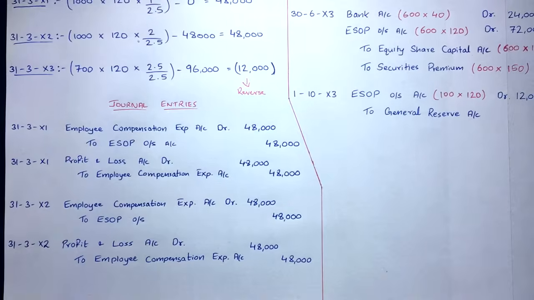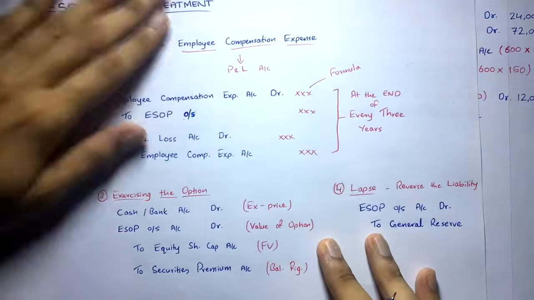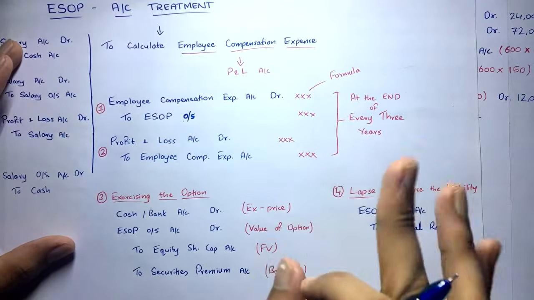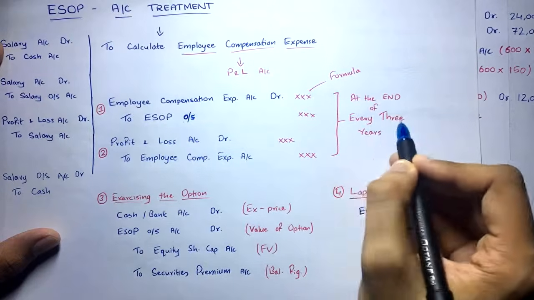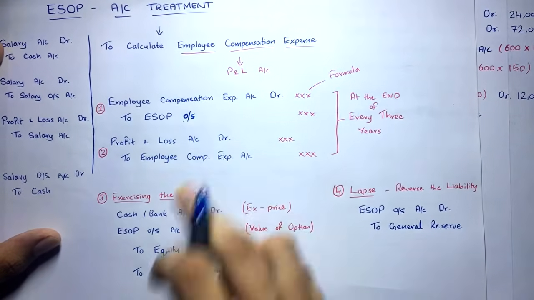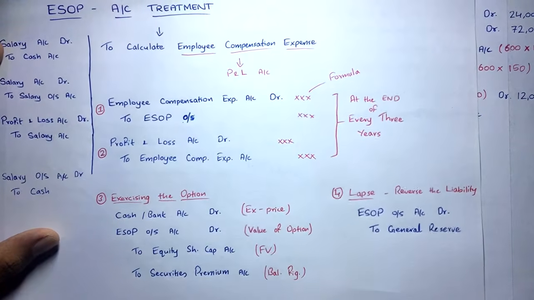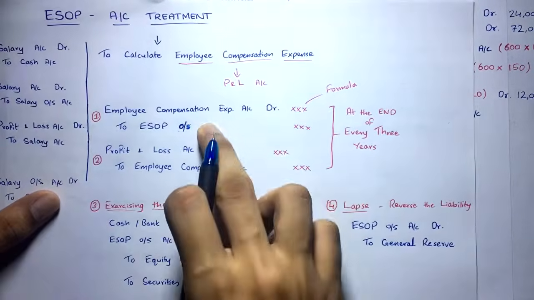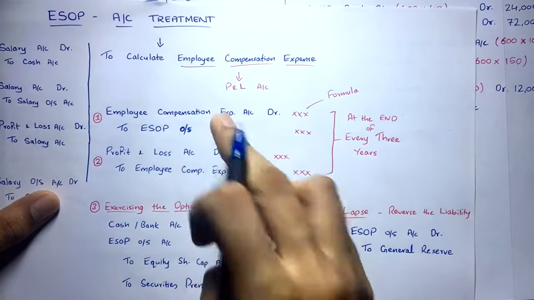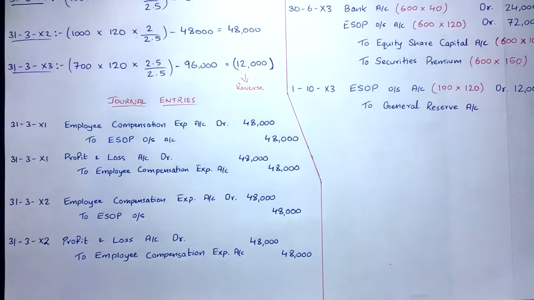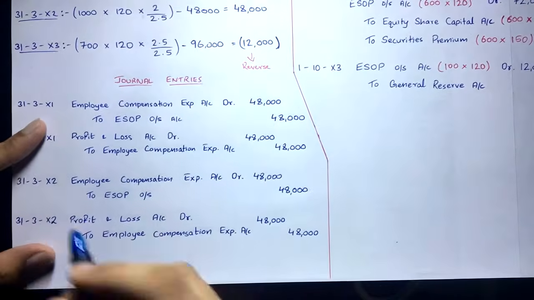In the accounting treatment, if you remember, if the vesting period was 3 years, then what you used to do? At the end of every year, you have to pass these two entries. I have told you this in the previous video. Recognize the expense, transfer the expense, recognize the expense, transfer the expense. That's what you have to do, right? So that's what you're going to do at the end of the second year also.